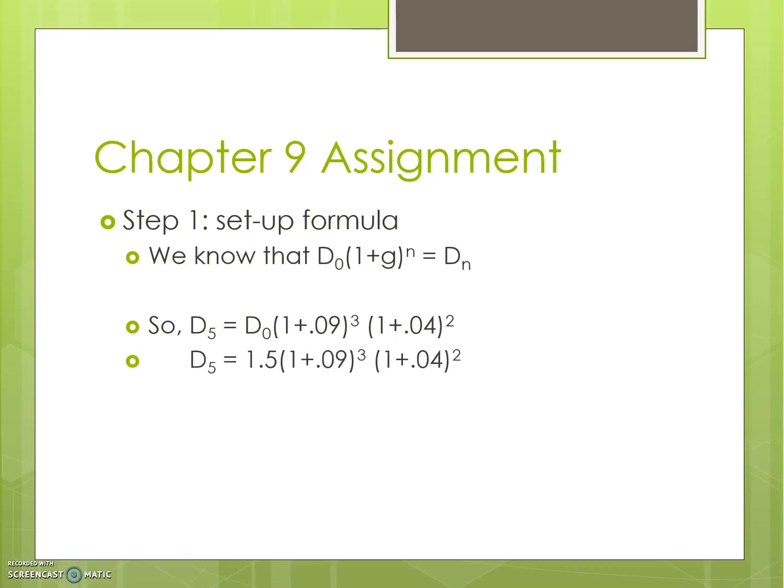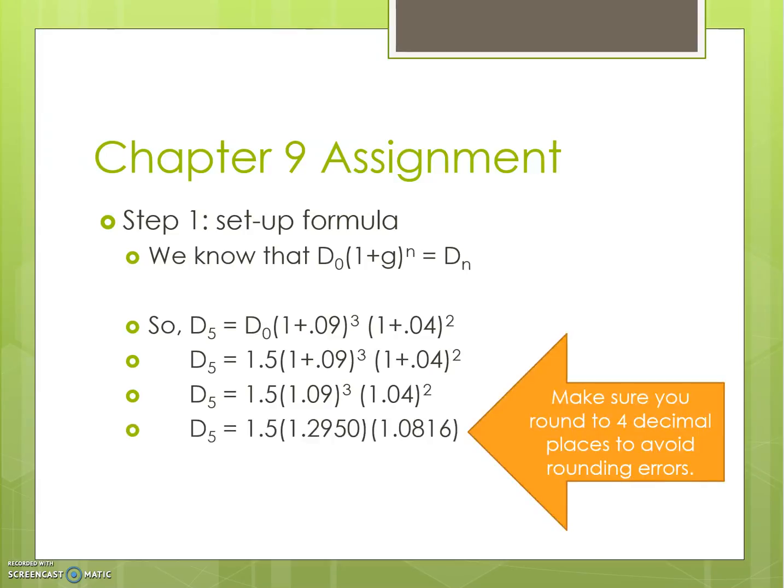All right, so let's plug in the dividend. D0 is $1.50. We can simplify everything a little bit. So we have 1.09 and 1.04. Then we're going to distribute the exponents. I do recommend that you round to at least 4 decimal places to avoid rounding errors. These numbers are pretty small, so if we eliminate some of the digits, it could throw our answers off a little bit, even though we do it right.